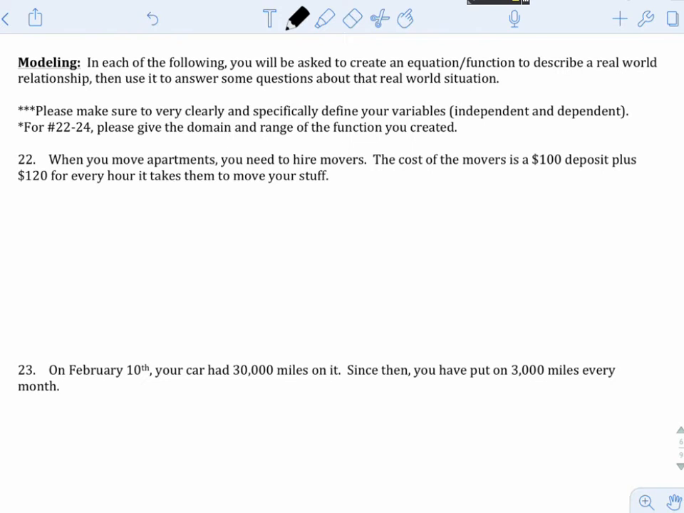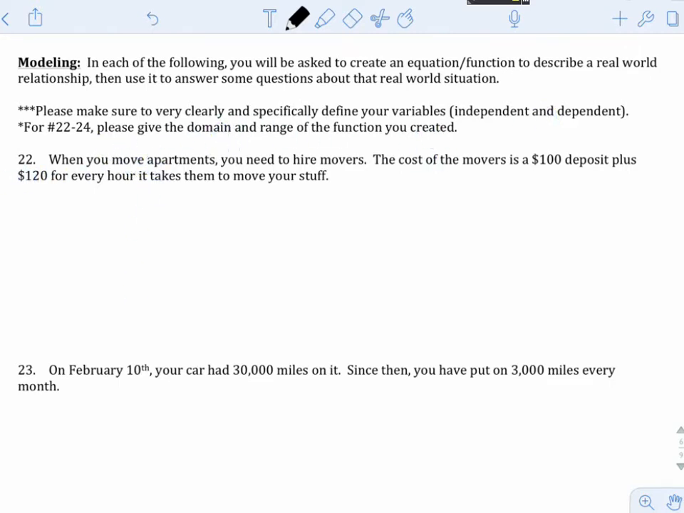All right, so in each of these examples, we're going to do some modeling of real-world situations. And so for each, we're going to be asked to create an equation or a function to describe a real-world relationship, and we may be asked to use it to answer some questions about that real-world situation. Always in these kind of problems, we've got to be really, really clear and specific about our independent and dependent variables. What are they? And for the three on this page, we're going to actually give the domain and range as well.